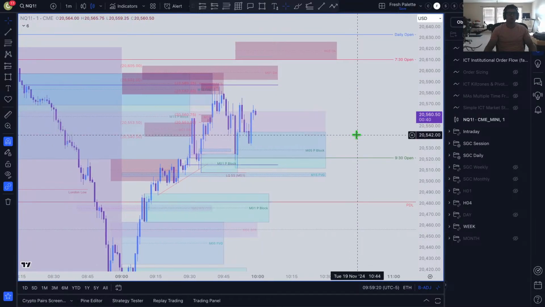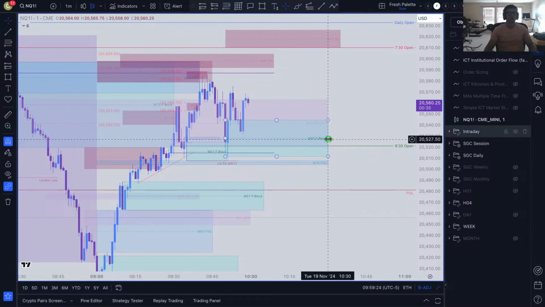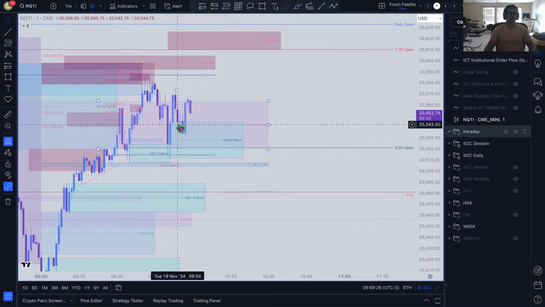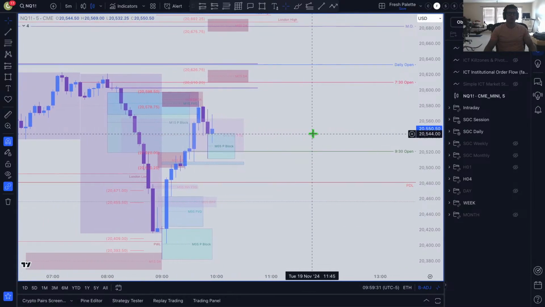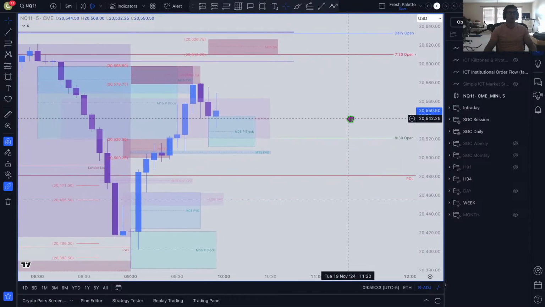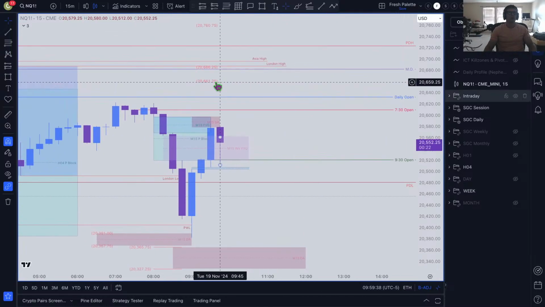Get this closure, that would be a good telltale sign. Now there isn't a nice projection on the M1, so you might get another sweep of this low if this does play out. But I'd be watching that, and then as you know, see where this ends up.